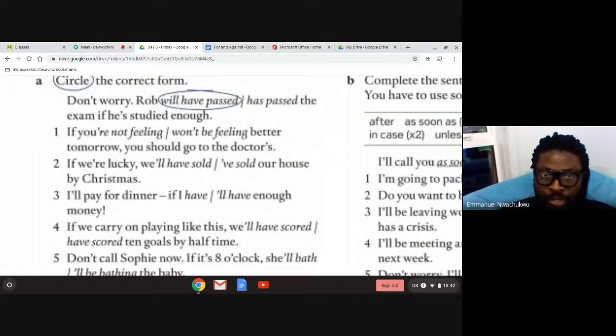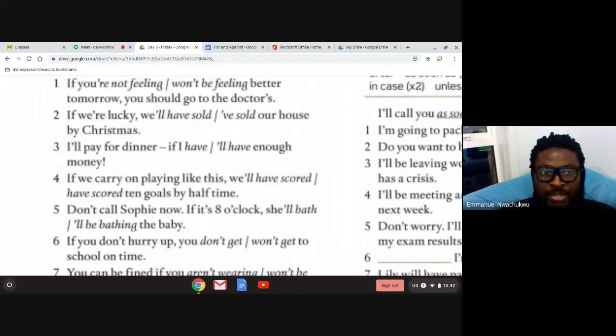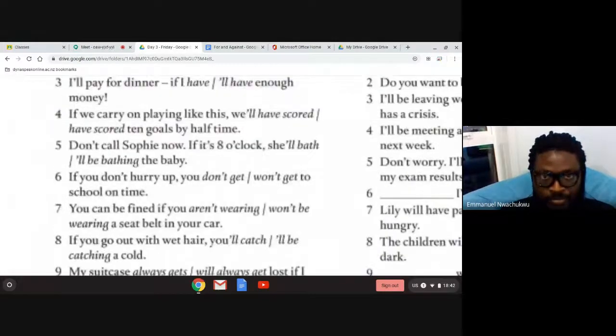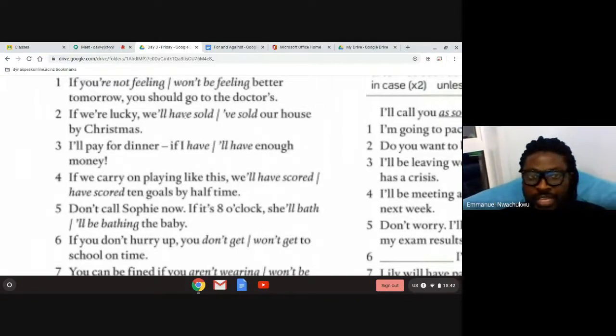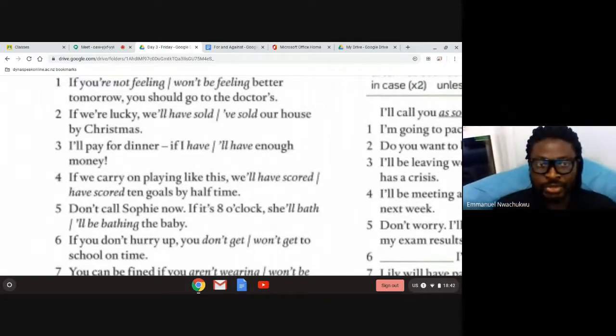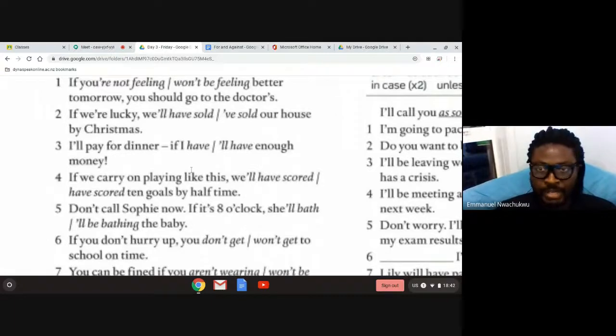Don't worry, Rob will have passed the exam if he's studied enough. So that's the example. Now, do the same thing here, following that same format. Do the same thing for these numbers 1 to 10. Read through and choose the correct italicized option. You can do these in your notebook as you read through the page, okay?